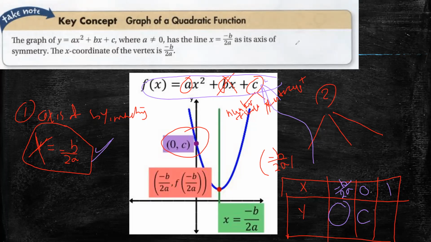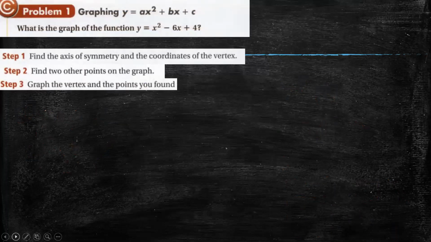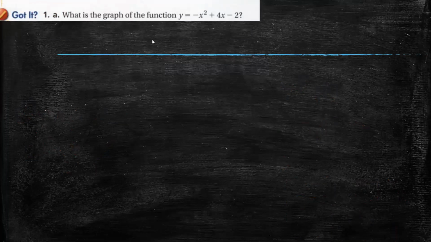This is what we said yesterday. So the 3 steps are: find the axis of symmetry, the coordinate of the vertex. This is the first point. The second point, find the y-intercept at x equals 0. And the other point, graph the function by using the points you found before.